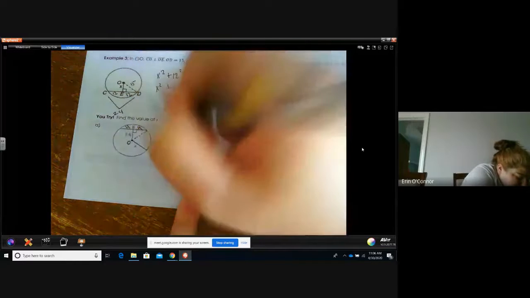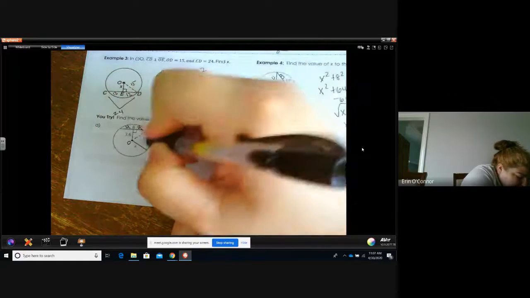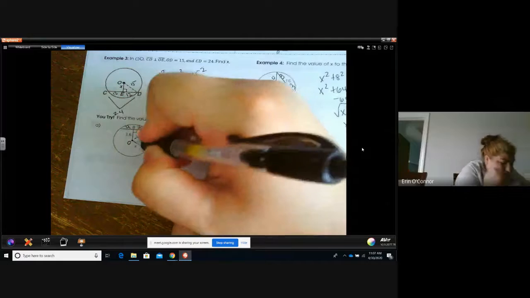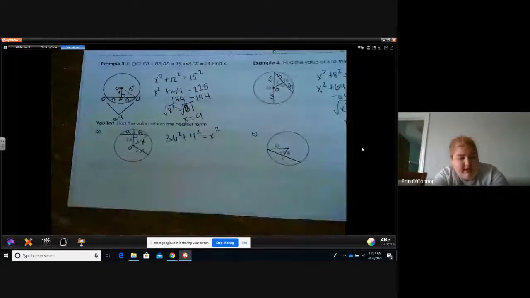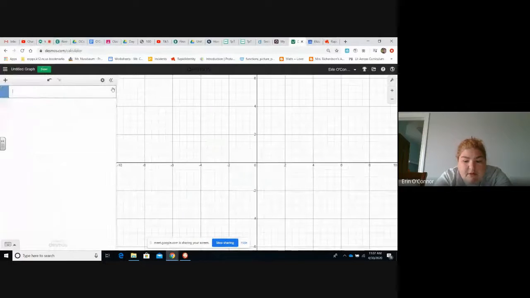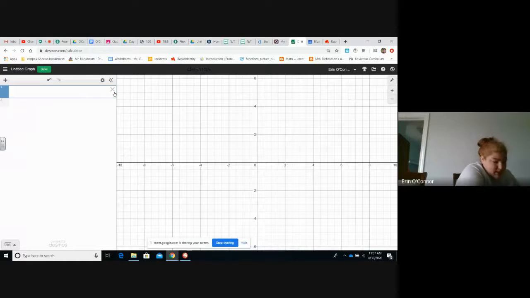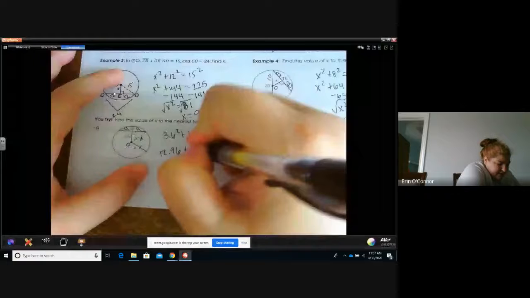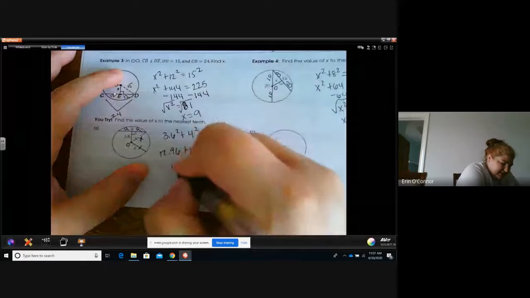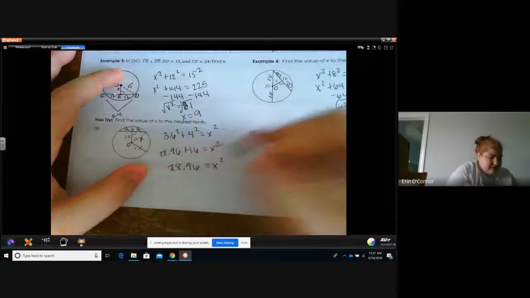So I have 3.6 squared plus 4 squared equals x squared, because this is also x right here because they're congruent. Okay, so 3.6 squared, can't do that off the top of my head, so let's go back to Desmos. 3.6 squared is 12.96. I'm going to say right here, 12.96. 4 squared is 16 equals x squared. 16 plus 12.96 is 28.96 equals x squared. Just double checking my math there.